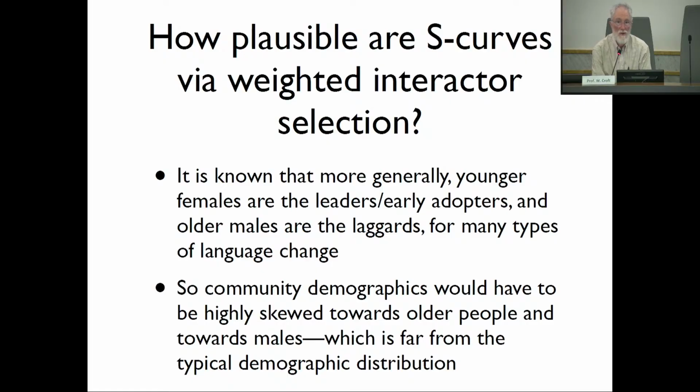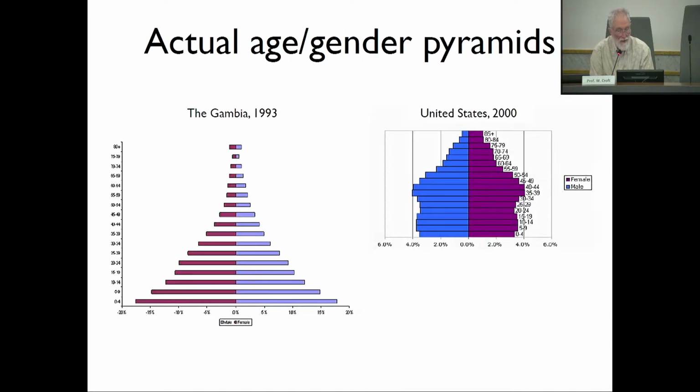So this seems like a more general phenomenon that we can attribute fairly reliably to these demographic characteristics. In other words, the community demographics would have to be highly skewed towards older people and towards males, which is actually far from the typical demographic distribution. So this shows age-gender pyramids for population in two typical situations.